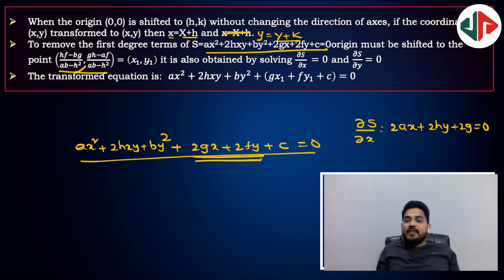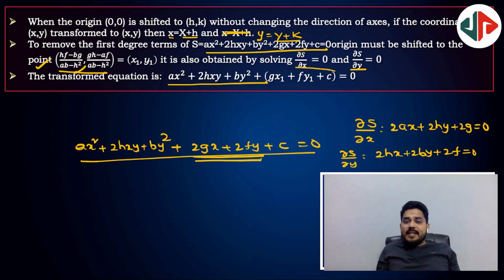Similarly, partially differentiate with respect to y. So that is ∂S/∂y equal to 0. So 2hx plus 2by plus 2f is equal to 0. To solve these two, you are going to get this equation, and the transformed equation is this.